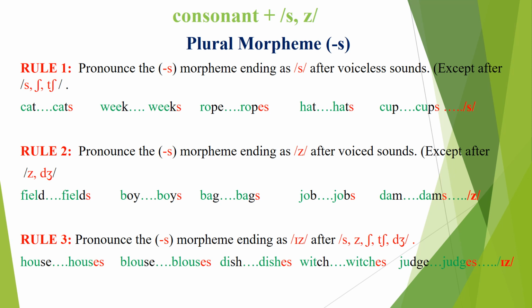Rule number three, pronounce the S morpheme ending as iz after s, z, sh, ch, and j. So house becomes houses, blouse becomes blouses, dish becomes dishes, witch becomes witches, judge becomes judges.